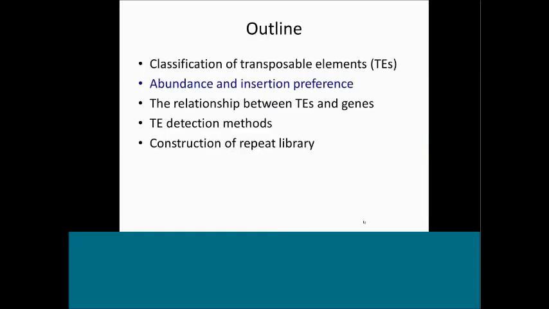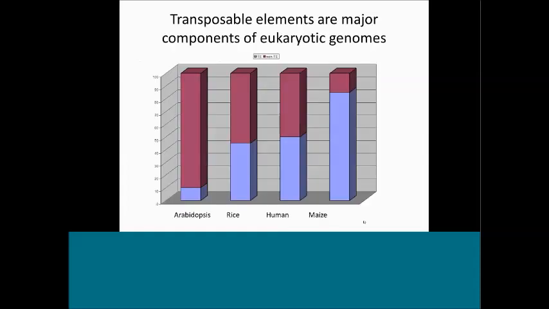Next, I will talk about the abundance and the insertion preference of transposable elements. As I mentioned previously, transposable elements are the major component of many species. Of course, there are some exceptions. For example, Arabidopsis has a very streamlined genome. It's only a little bit over 100 megabases. So about 10% of the Arabidopsis genome is transposable elements.